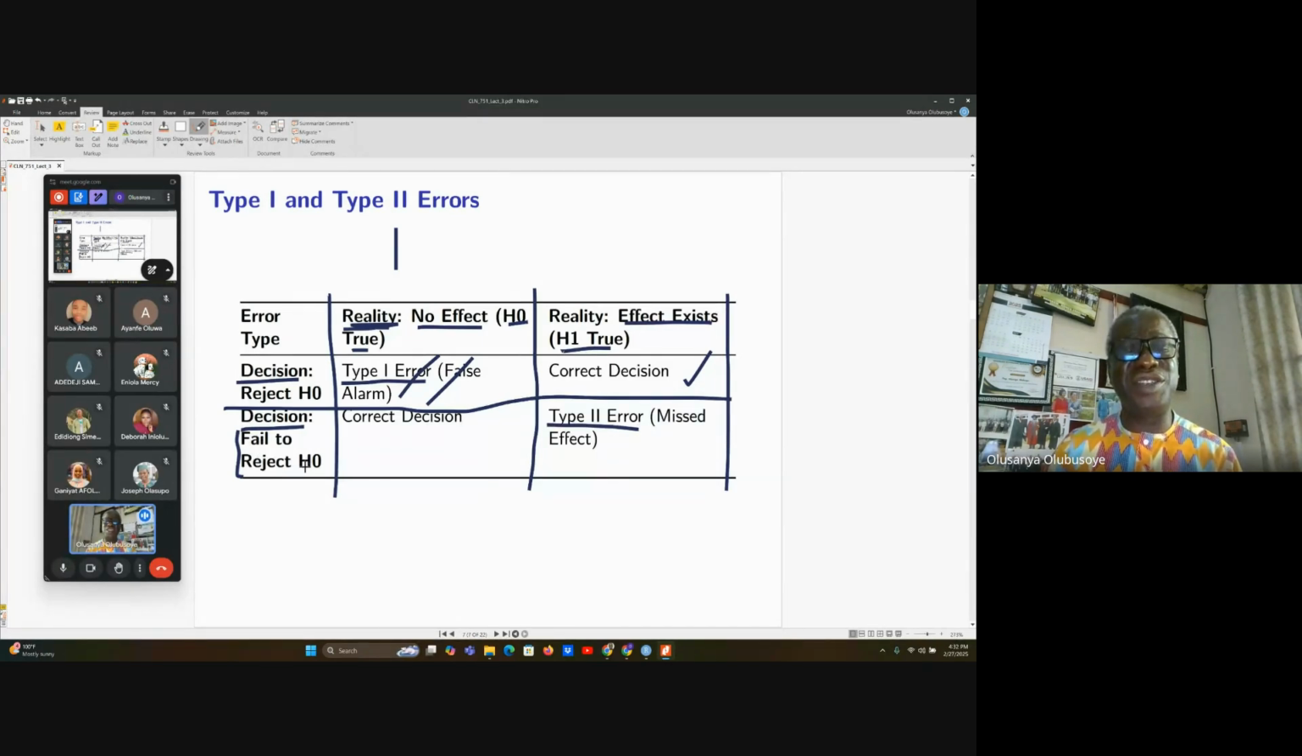Failing to reject H naught means we are accepting H naught and we are rejecting H1. But H1 is actually the truth. That's why there is a type 2 error. So a type 2 error is the error of accepting the null hypothesis when the alternative is true.